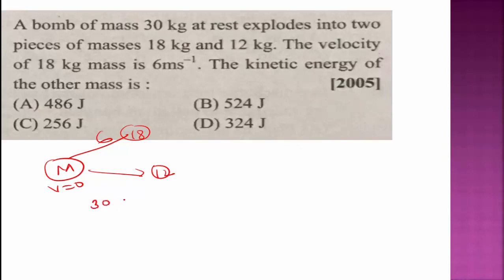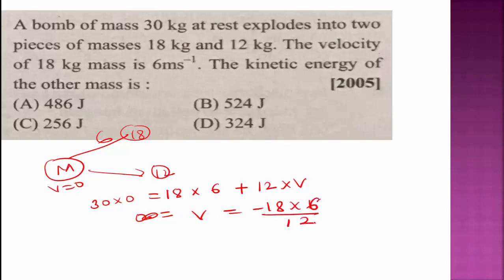Here the 30 kg is initially at rest, so m into v is 0. Now it is converted into m1 v1, that is 18 into 6 meter per second, plus m2 v2, 12 into v2. Here we get 30 into 0 is 0, so 18 into 6 plus 12 v2 is 0, or v2 is equal to minus 18 into 6 divided by 12. This is equal to minus 9. The velocity of the part of mass 12 kg is 9 meter per second.